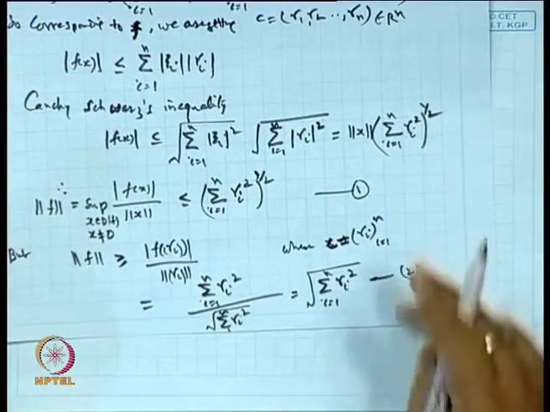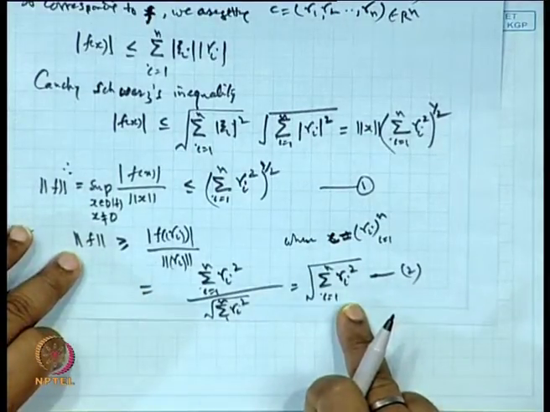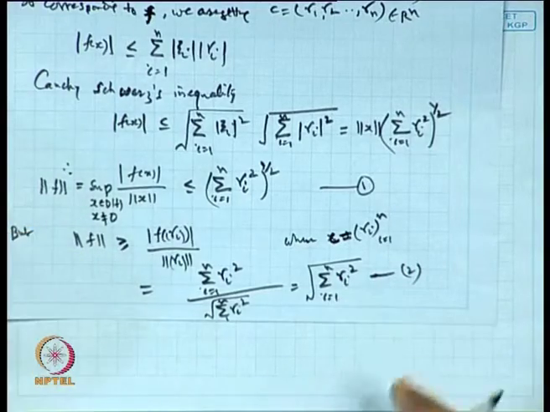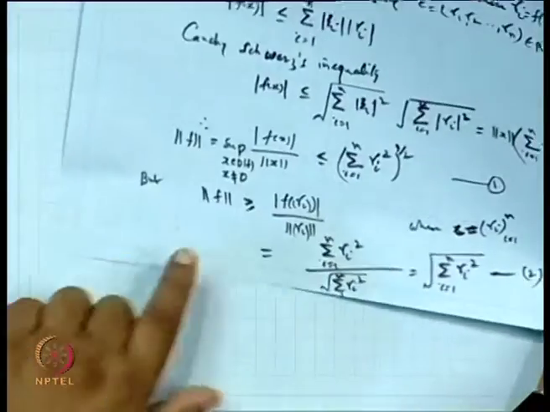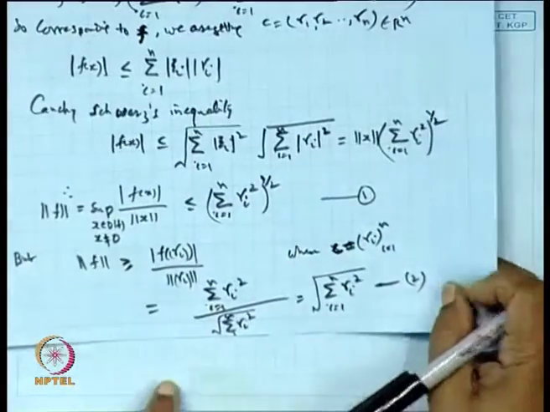So if we combine 1 and 2, what do you get? Norm f equal to this. Because norm f is greater than this, and norm f is less than this, so we are getting norm of f equal to this.